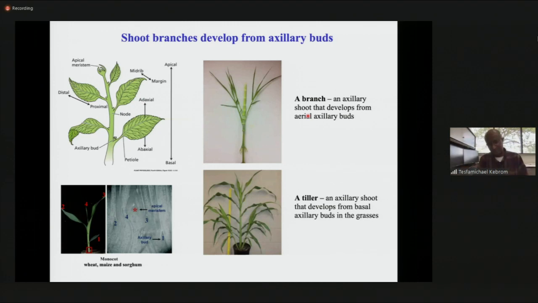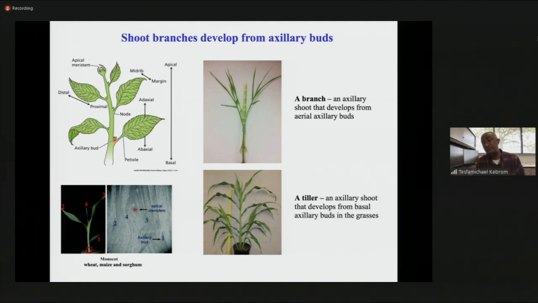Before going to the gene expression methods I used, I want to briefly introduce branch development in plants. Branches in plants develop from buds in the axil of leaves. That's why we call them axillary buds. Plants usually develop buds in each leaf axil, and these buds grow and form a branch.